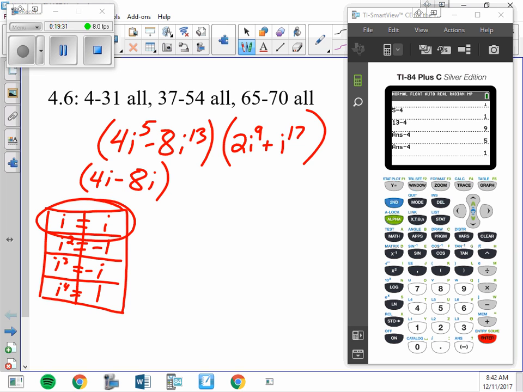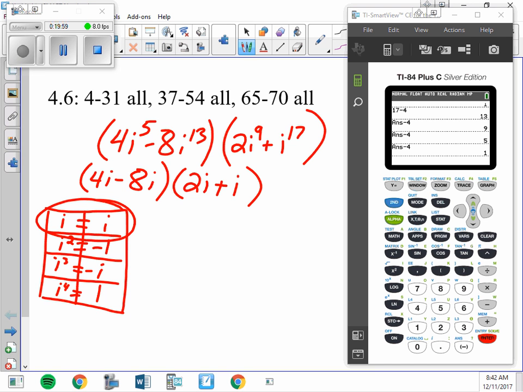Okay. And then i to the 9th. 9 minus 4 is 5. Minus 4 is 1. So this would be 2i plus 17 minus 4. That's still too big. Minus 4. Still too big. And I get all the way down to i to the 1st. So plus i. Now what should I do?